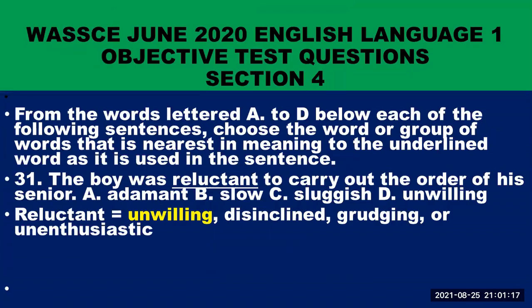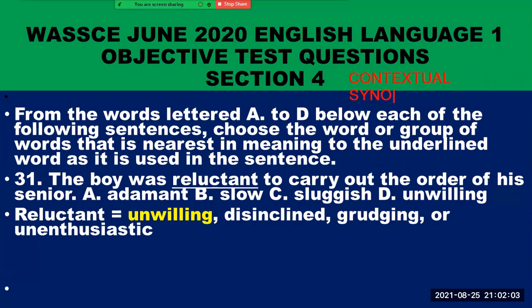From the words lettered A to D below each of the following sentences, choose the word or group of words that is nearest in meaning to the underlined word as it is used in the sentence. So here we are now dealing with contextual synonyms. Before, we talked about contextual antonyms, but here we are going to talk about synonyms.